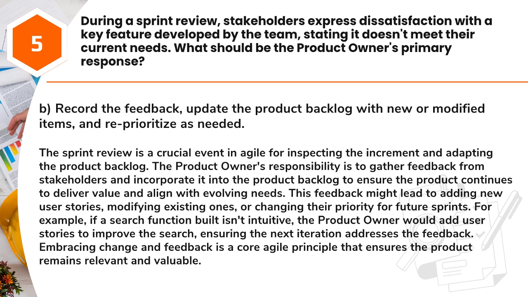This feedback might lead to adding new user stories, modifying existing ones, or changing their priority for future sprints. For example, if a search function built isn't intuitive, the product owner would add user stories to improve the search, ensuring the next iteration addresses the feedback. Embracing change and feedback is a core Agile principle that ensures the product remains relevant and valuable.